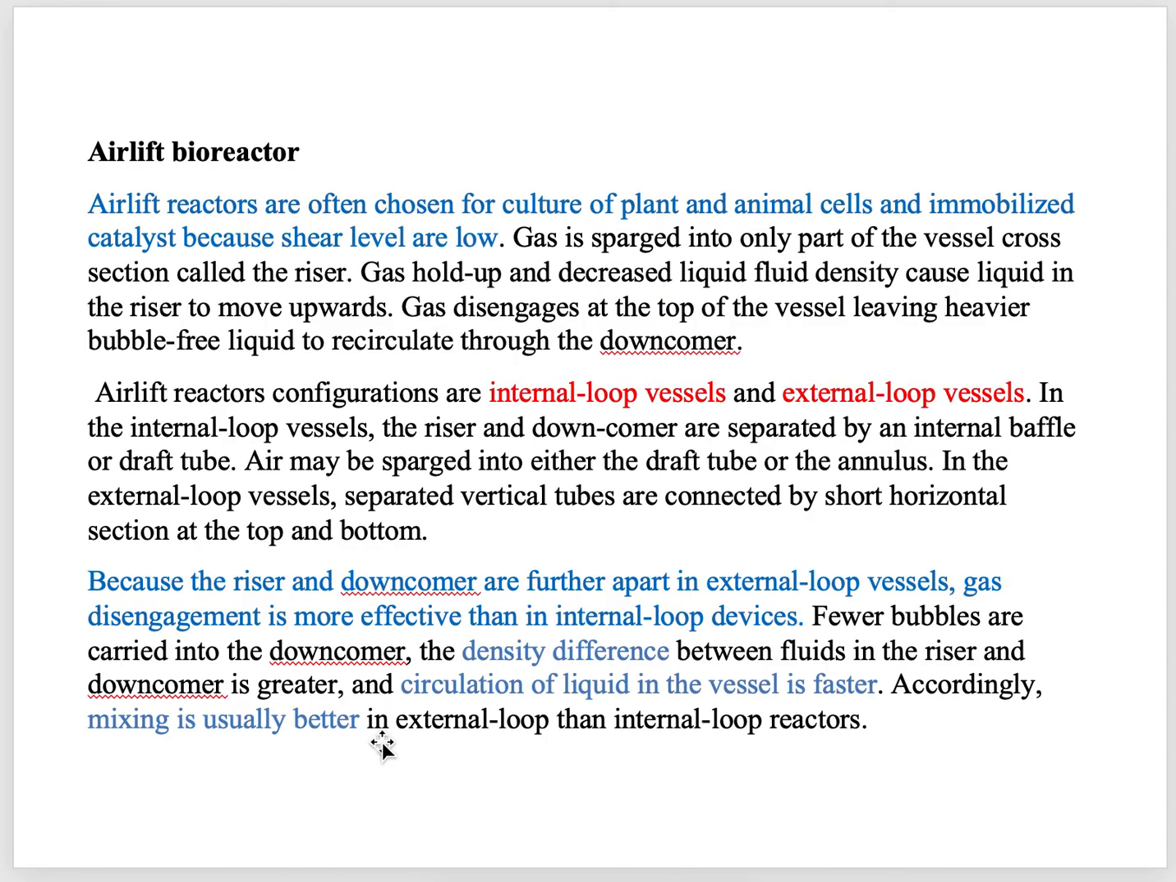So what are those? Because the riser and downcomer are further apart in external loop vessels, gas disengagement is more effective than in internal loop devices. So what do we understand about gas disengagement? I'll try to explain it to you.